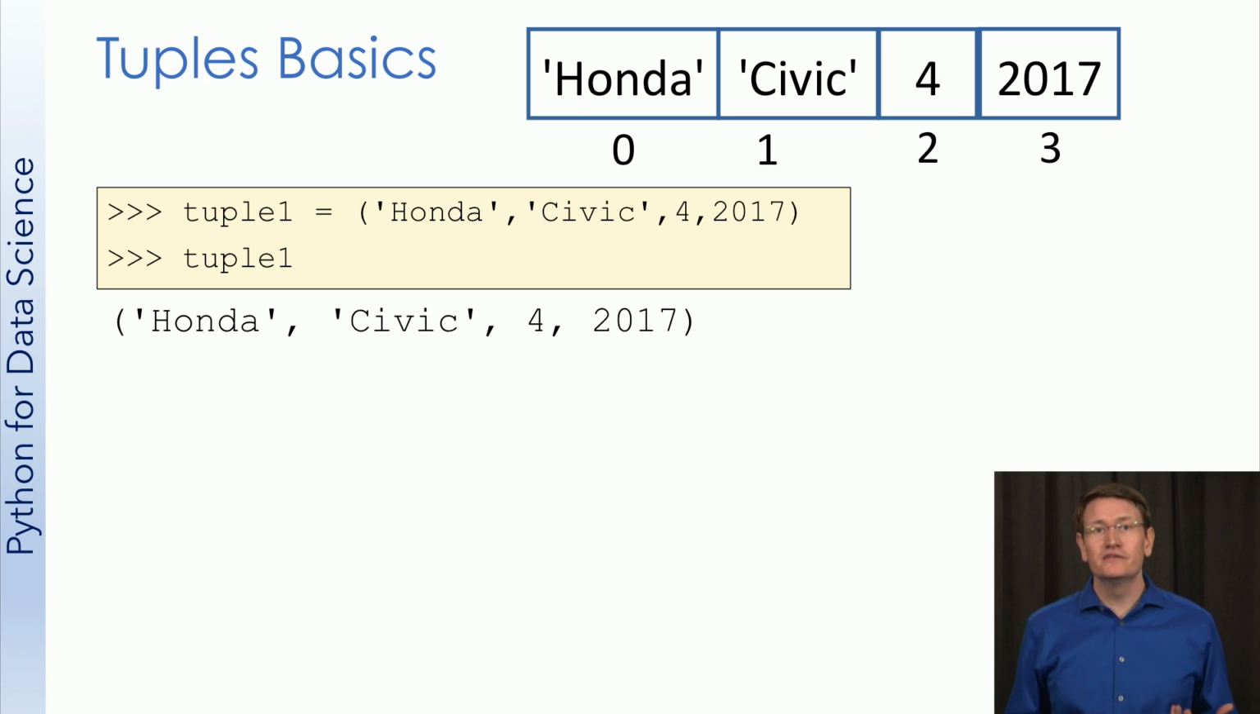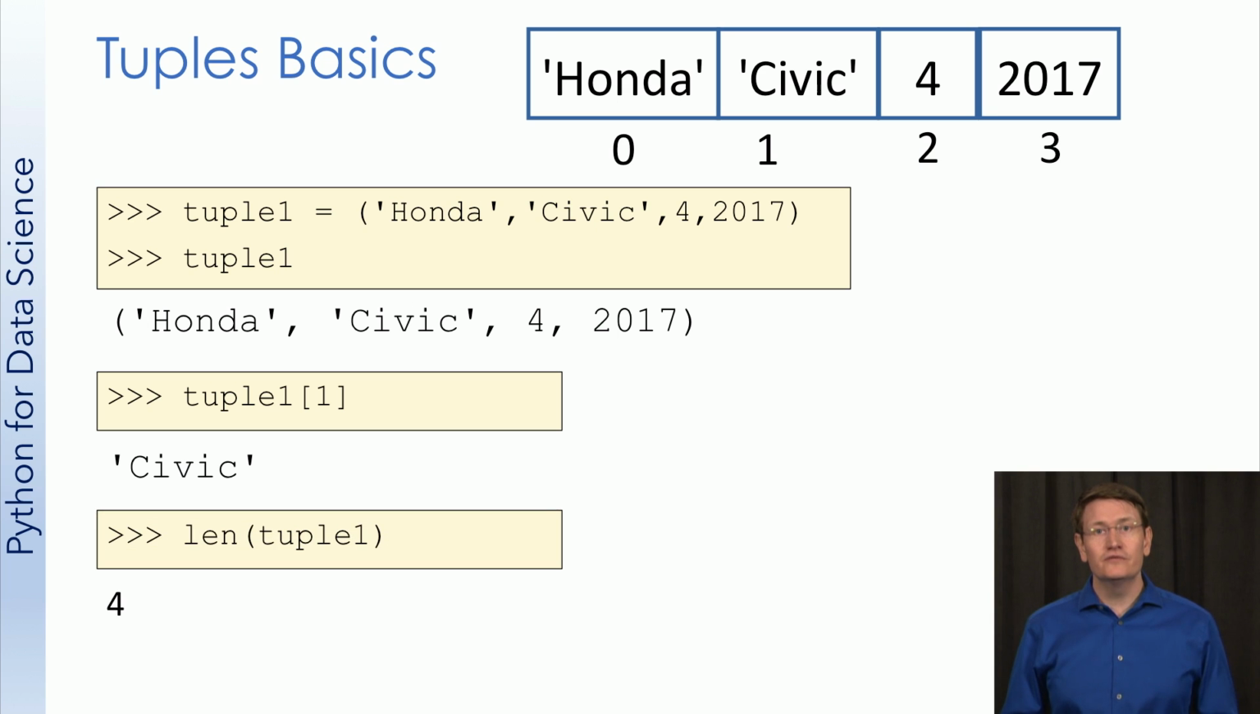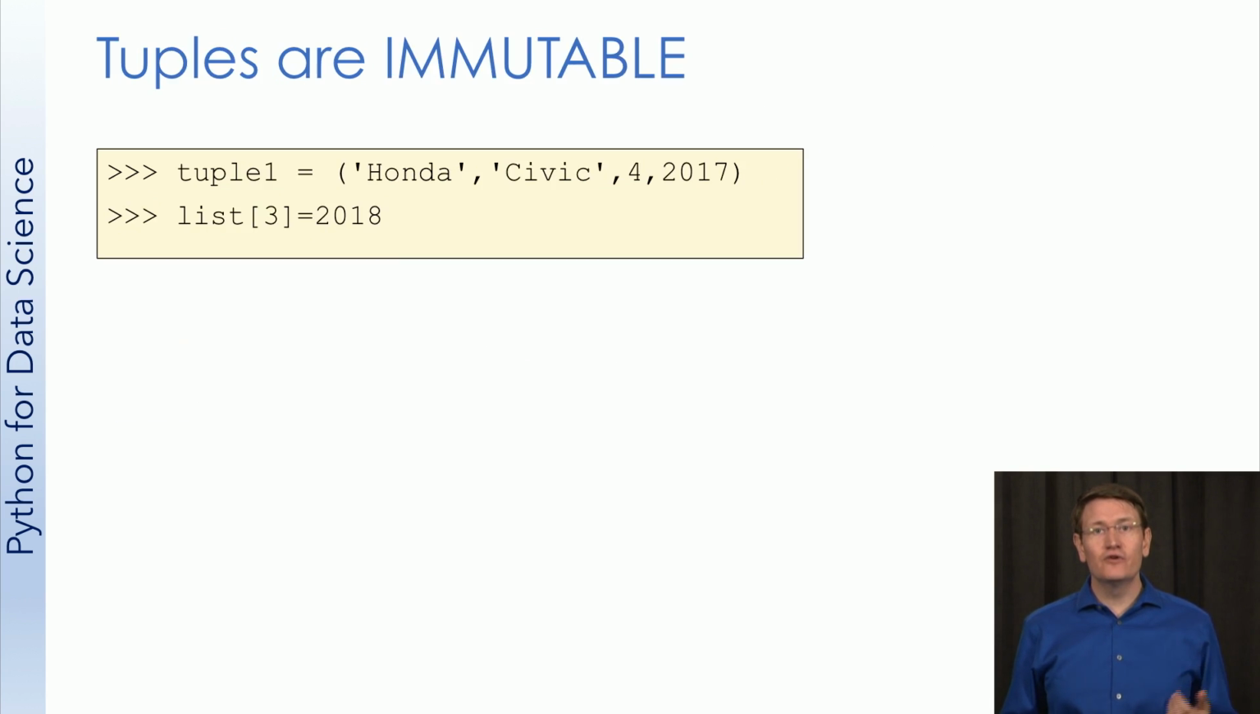Just like a list, I can ask for an element like this. We ask for the first element, and starting with zero indexing, the first is Civic. Also like a list, we can ask for its length. It has 4 elements. Just like a list, we can also iterate over the elements in a tuple by saying for i in tuple.